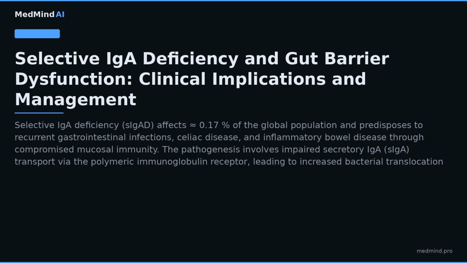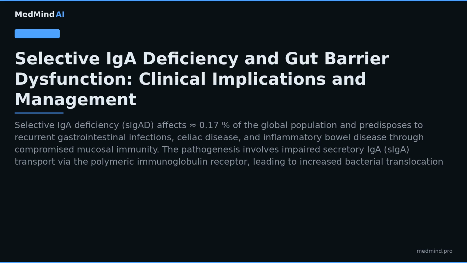Selective IgA Deficiency and Gut Barrier Dysfunction, Clinical Implications and Management. Selective IgA Deficiency, sIgAD, affects almost 0.17% of the global population and predisposes to recurrent gastrointestinal infections, celiac disease, and inflammatory bowel disease through compromised mucosal immunity.